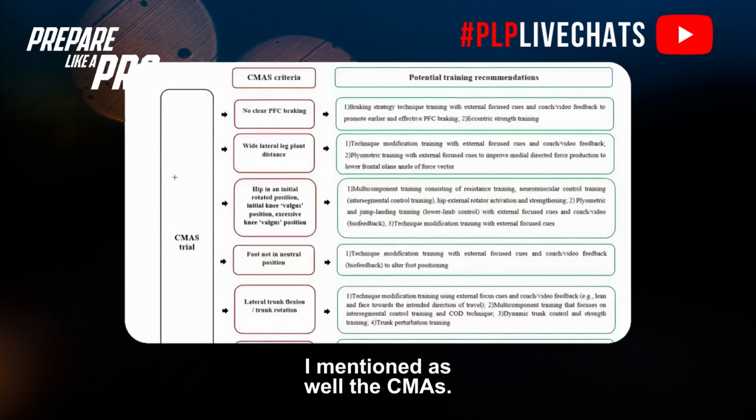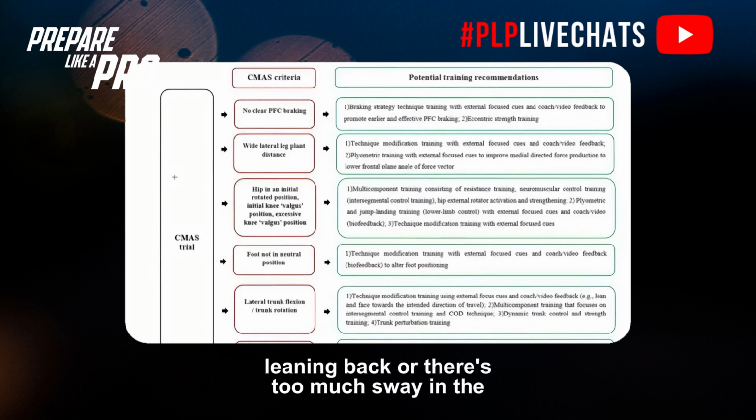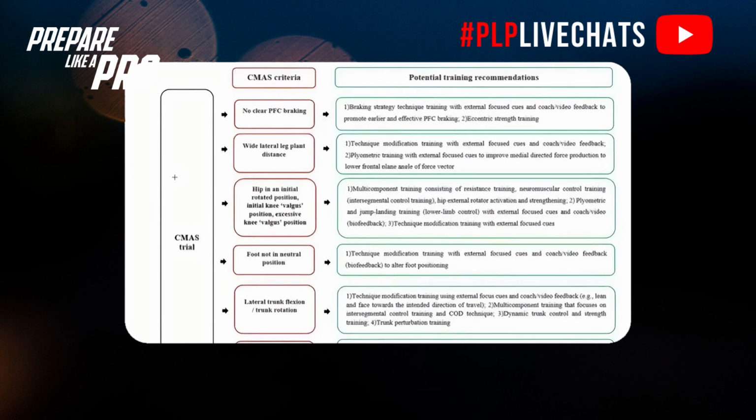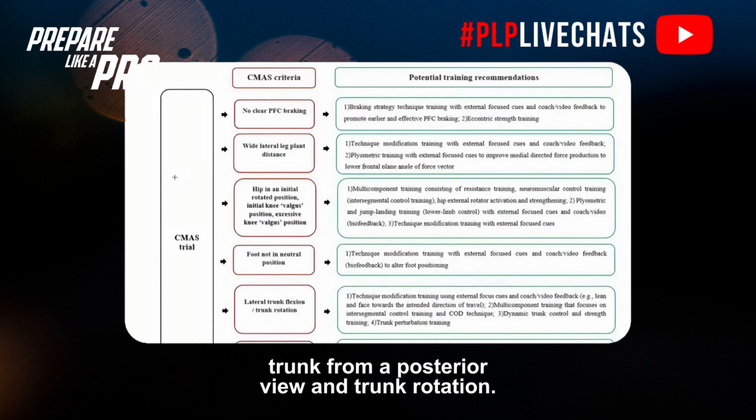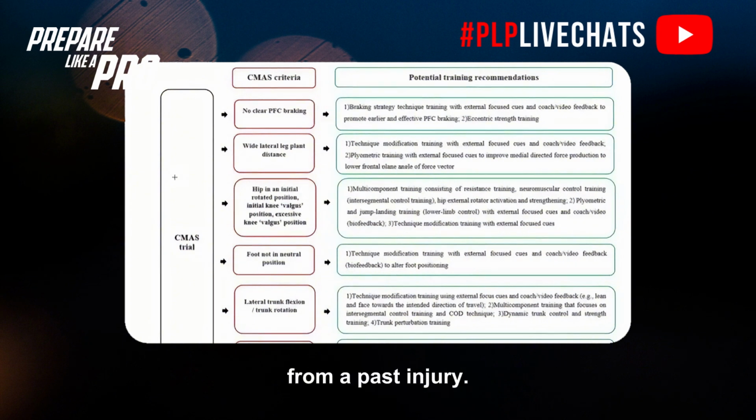I mentioned as well the CMAS. Tom DeSantos has also built a good framework to help with your lateral speed, and he's given some good guide on what to work on. If you're seeing things like limited knee flexion, or the trunk is leaning back, or there's too much sway in the trunk from a posterior view, and trunk rotation. And like I mentioned, that can be, of course, due to lack of ankle stiffness, perhaps from a past injury.